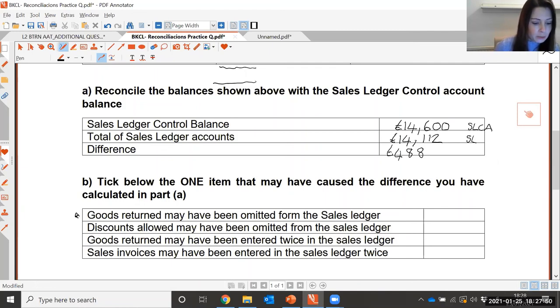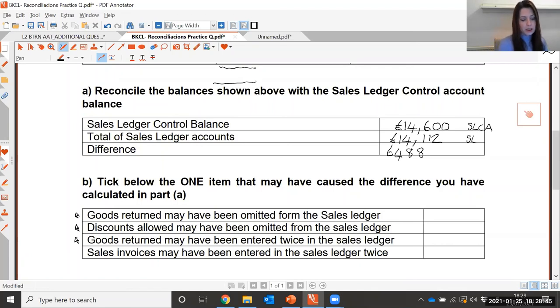Yes, Megan. So actually, if we had missed off a sales return in the sales ledger, then the sales ledger would be higher than the sales ledger control account. You're right. So it's definitely not that option. Okay, what about discounts allowed may have been omitted from the sales ledger? So again, it would still be higher. If we hadn't entered discounts allowed, then it would have been higher. Good.